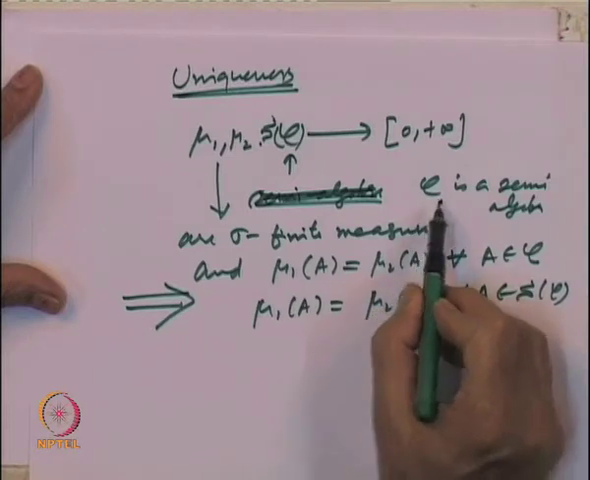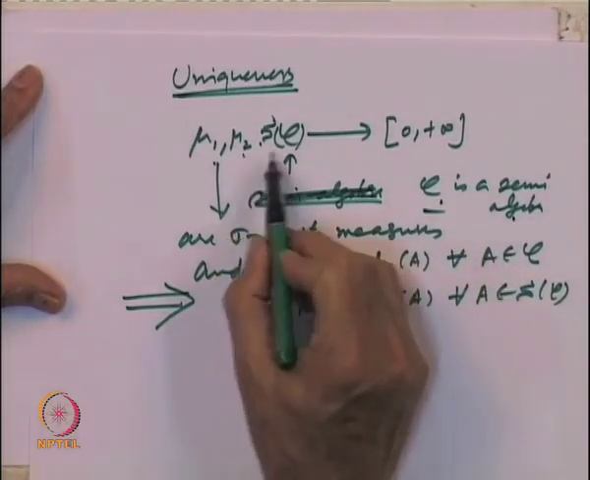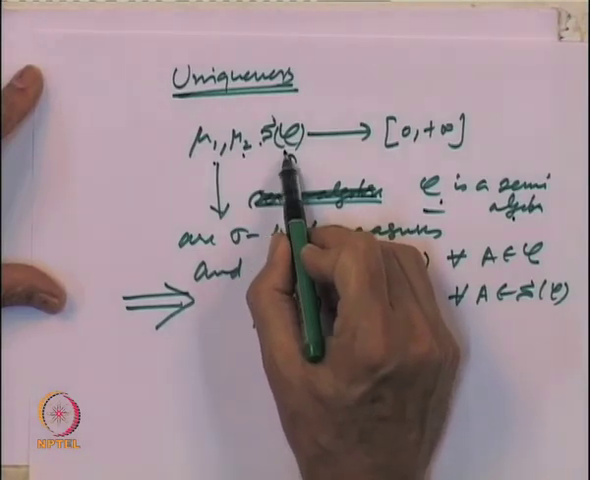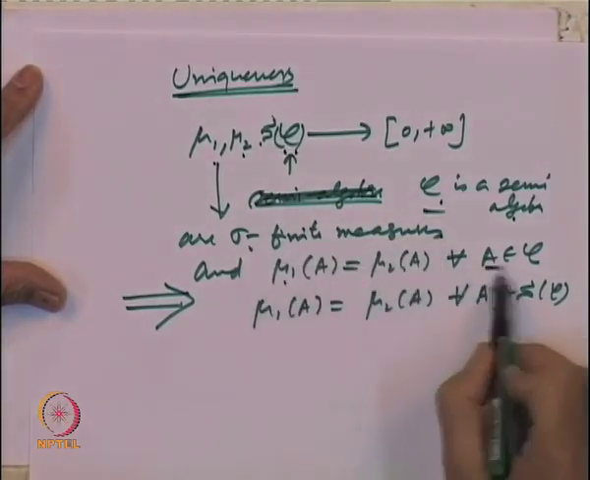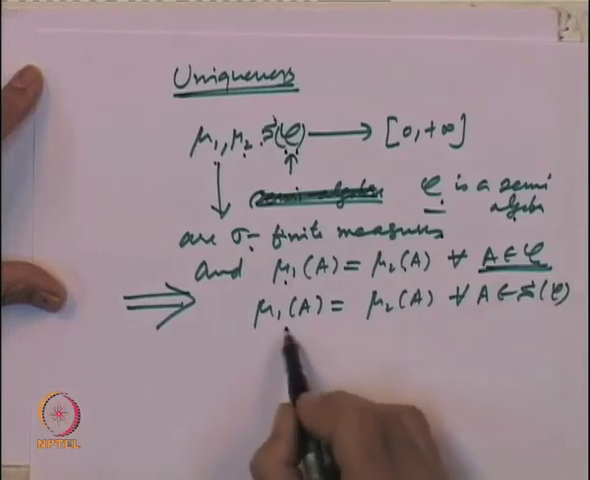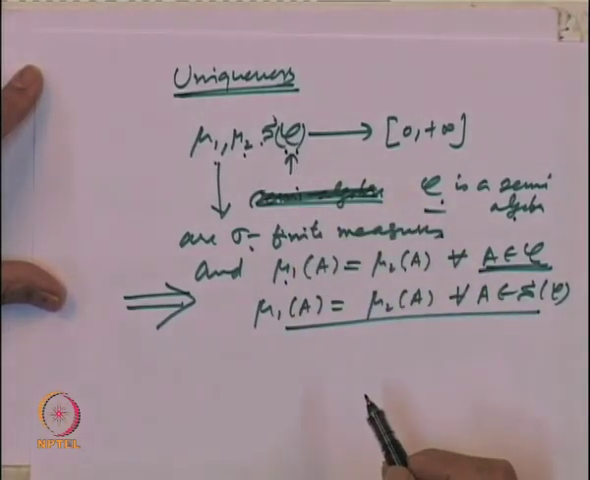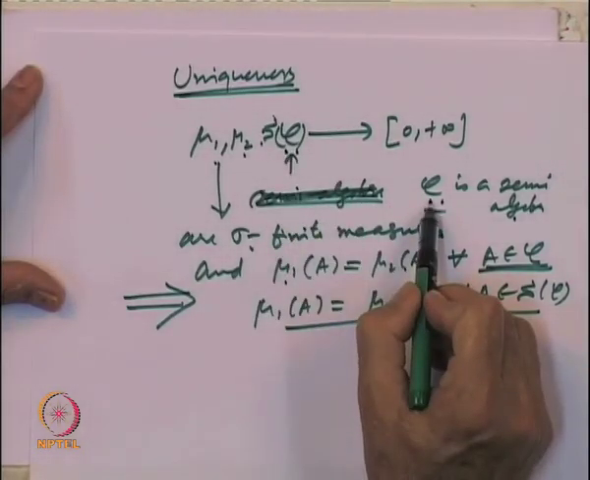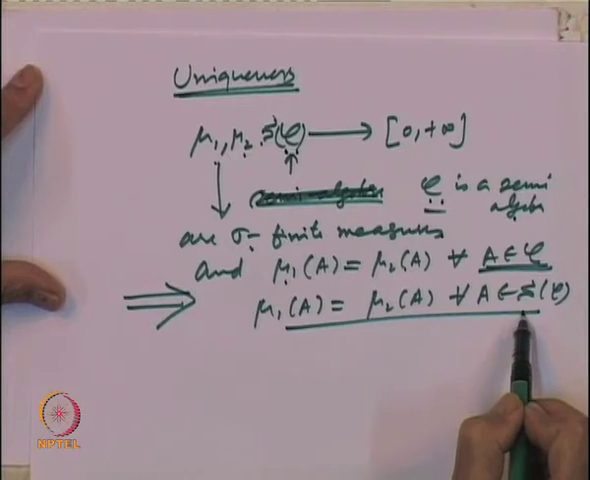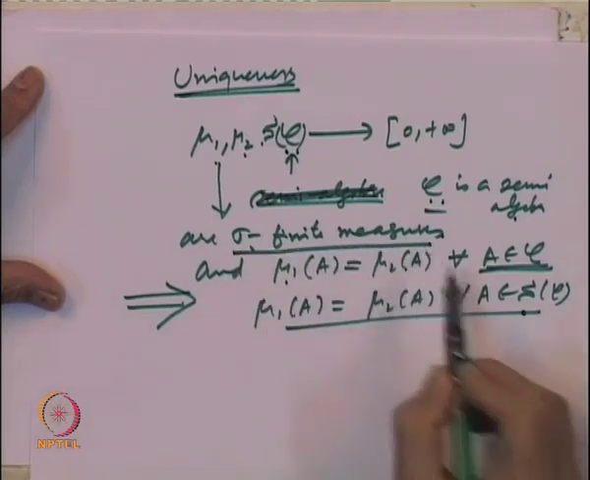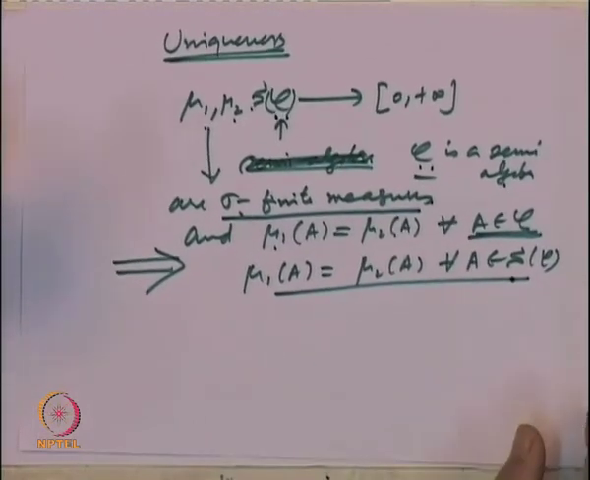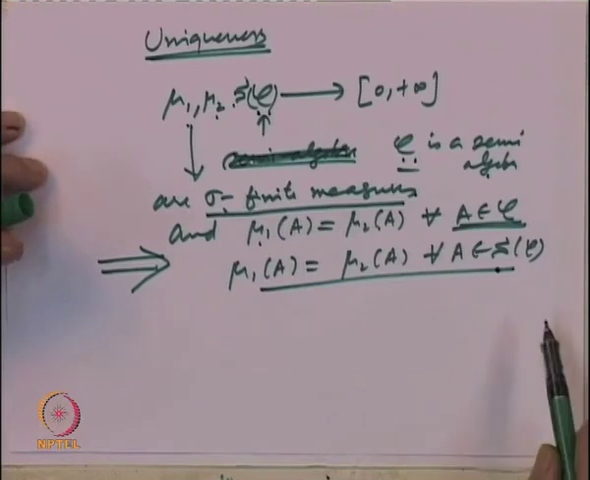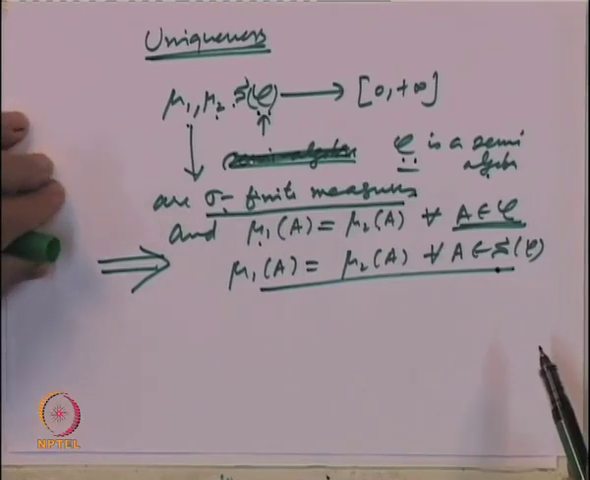So, let me state it once again. C is a semi algebra. Mu 1 and mu 2 are defined on the sigma algebra generated by C. Both mu 1 and mu 2 are sigma finite, and mu 1 and mu 2 agree on the semi algebra. Then they agree on the sigma algebra also, so they agree on the whole domain. If they agree on the part of the domain which is the semi algebra, then they agree on the whole of the sigma algebra also. That is the uniqueness result, and we proved it under the condition that mu 1 and mu 2 are sigma finite measures. We will see how that is used in extension theory in the next few lectures. So, we stop here today.